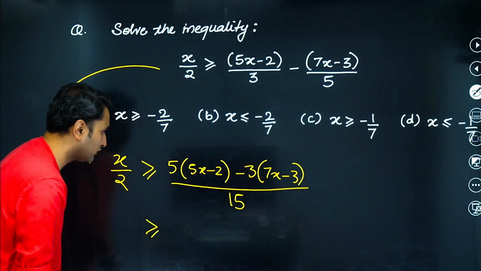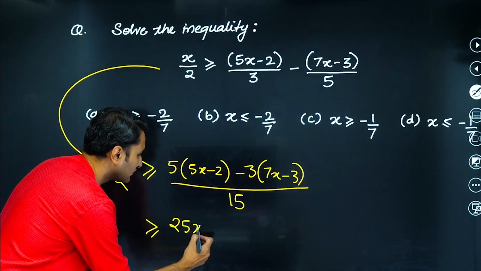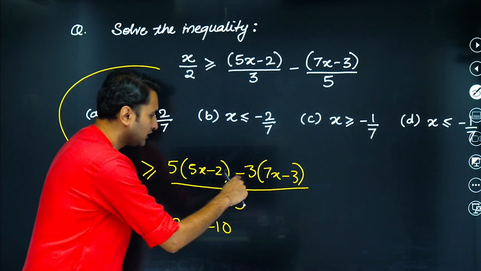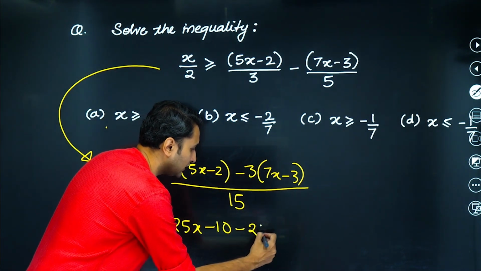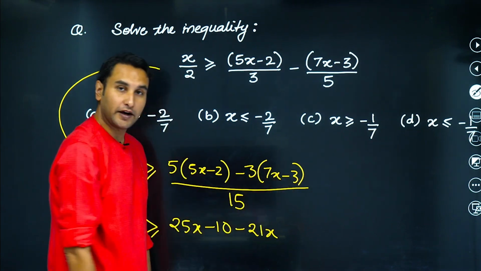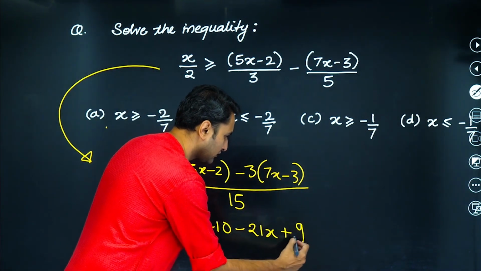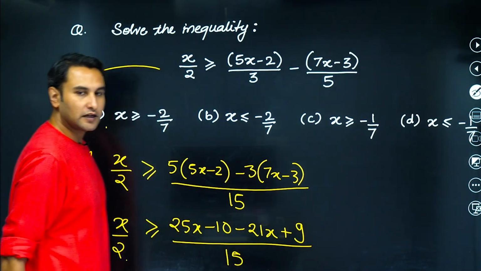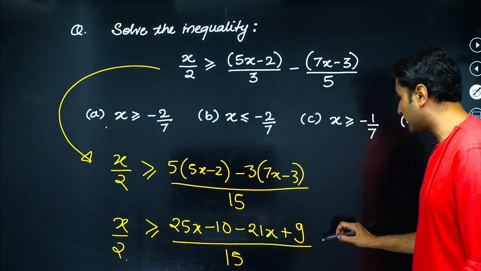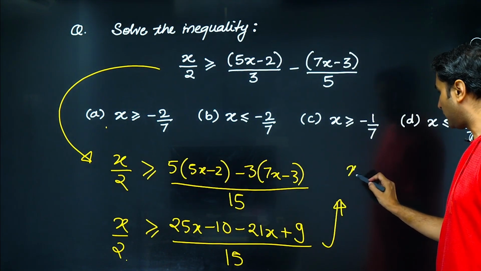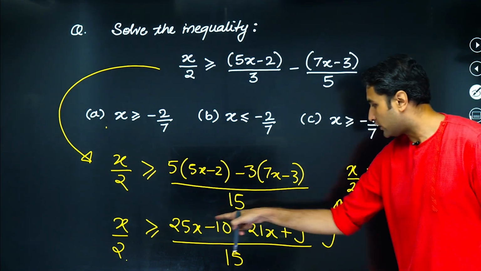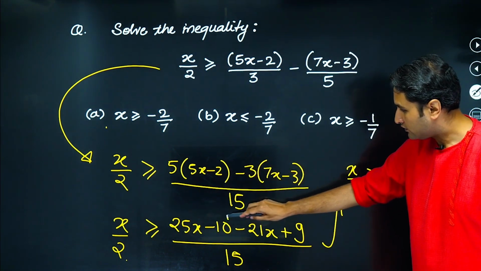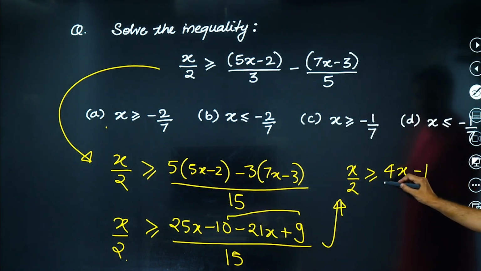What will you get? Greater than or equal to 25x, 5 into 5, 25, 5 into 2, 10. Don't forget the minus sign. Minus 3 into 7, minus 21x. Minus 3 multiplied by minus 3, that is plus 9. Divided by 15, and this is x by 2. A step further. 25 minus 21, what you get? x by 2 on this side greater than or equal to 25 minus 21 is 4x minus 10 plus 1. Minus 10 plus 1 is minus 1, divided by 15.